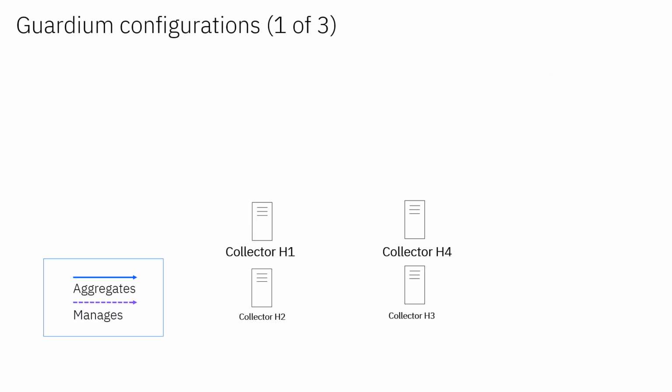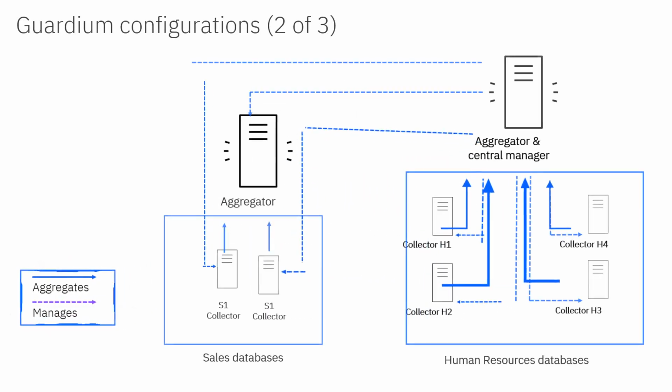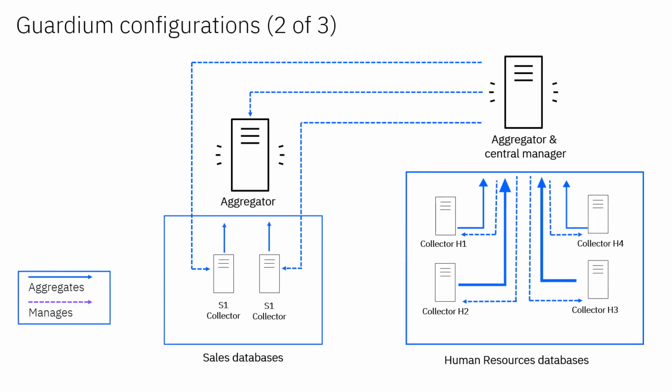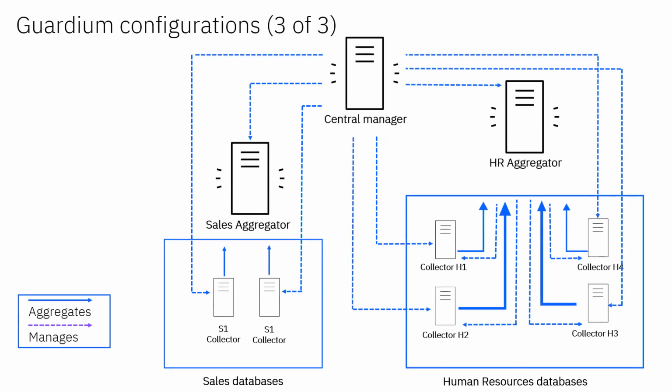Let's look at how you might deploy Guardium. A small environment with only a few collectors might include just one aggregator, which also serves as a central manager. When your environment reaches a size of 10 to 15 collectors, you might deploy additional aggregators, but the central manager still serves as an aggregator. With more than 15 collectors, the central manager only does management. Aggregation is completely offloaded to multiple units.